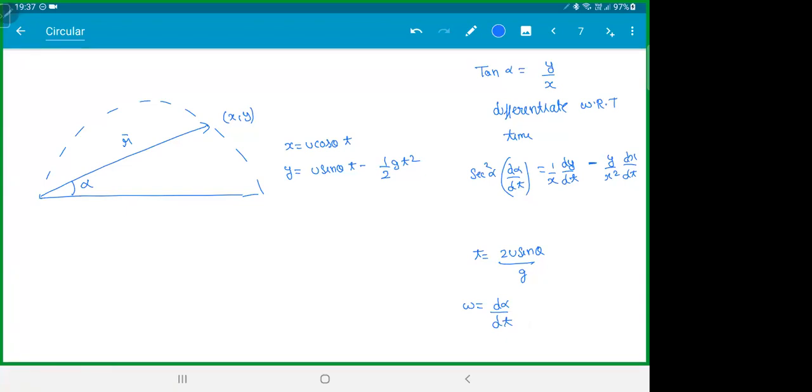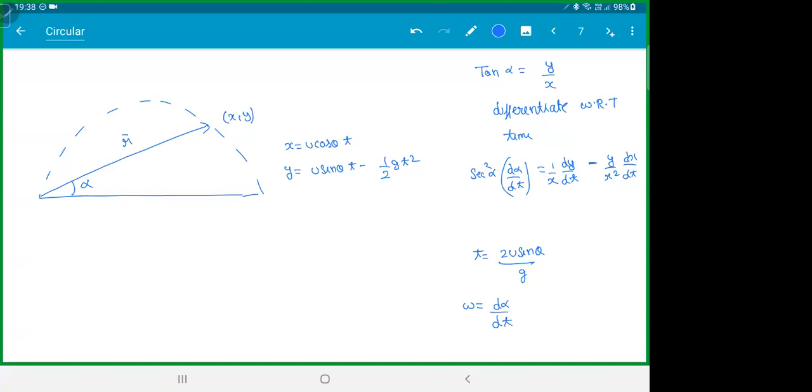Let's see a better way. Now, this is the first method. Mathematically, find theta, differentiate, and get everything. Please check what I did. Ask me if you're confused.